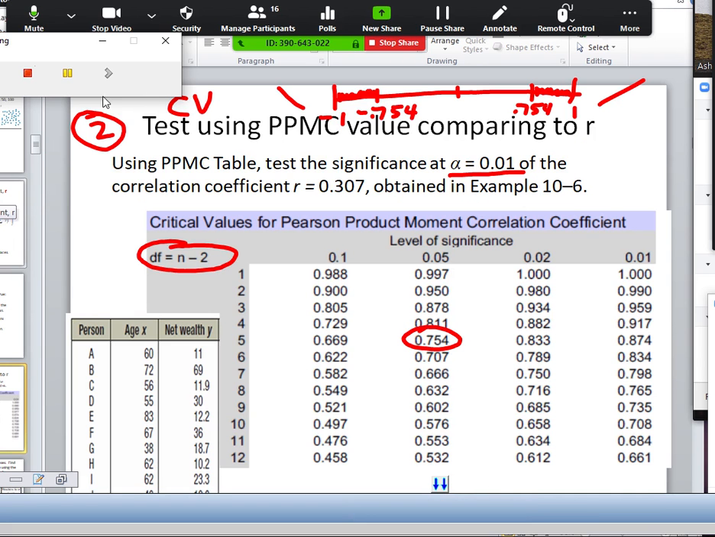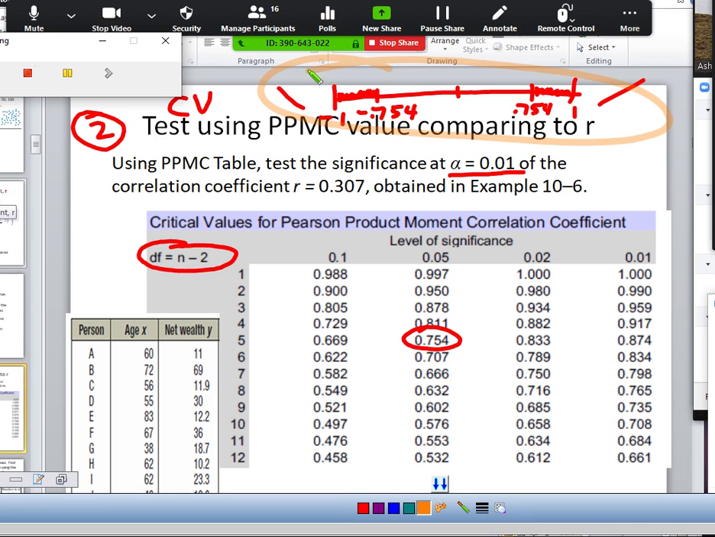Then step 2 is, again, using the PPMC table and finding your critical value. You'll look it up using degrees of freedom of n minus 2. So say I have 7 items, then my degrees of freedom would be 5. I'd be looking at the 5s. If my alpha was 0.05, then I'd grab this one right there. So my critical value is 0.754.